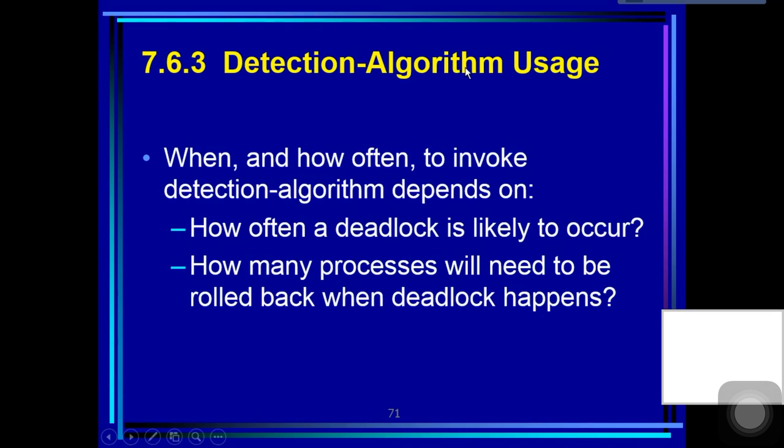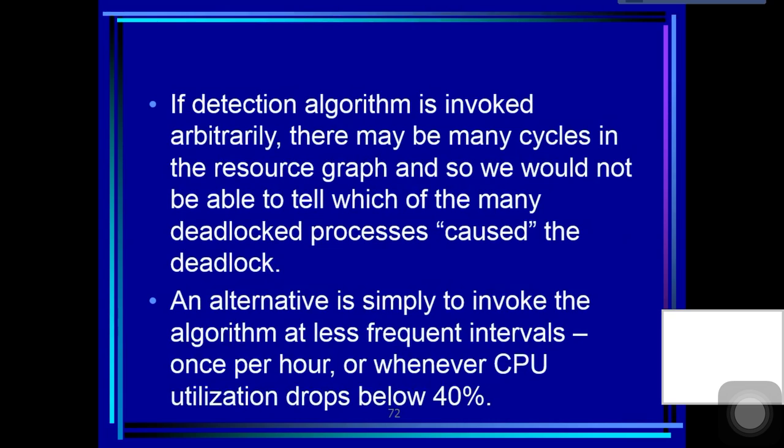When and how often to invoke the detection algorithm depends on how often a deadlock is likely to occur, and how many processes will need to be rolled back when a deadlock happens. If the detection algorithm is invoked arbitrarily, there may be many cycles in the resource graph, and so we would not be able to tell which of the many deadlocked processes caused the deadlock.